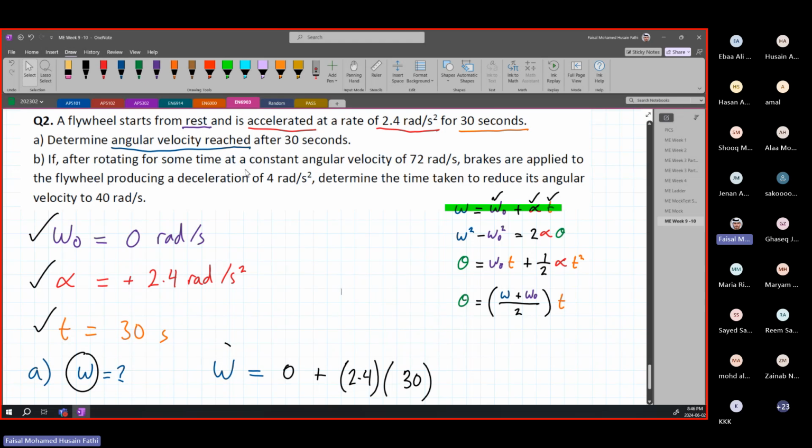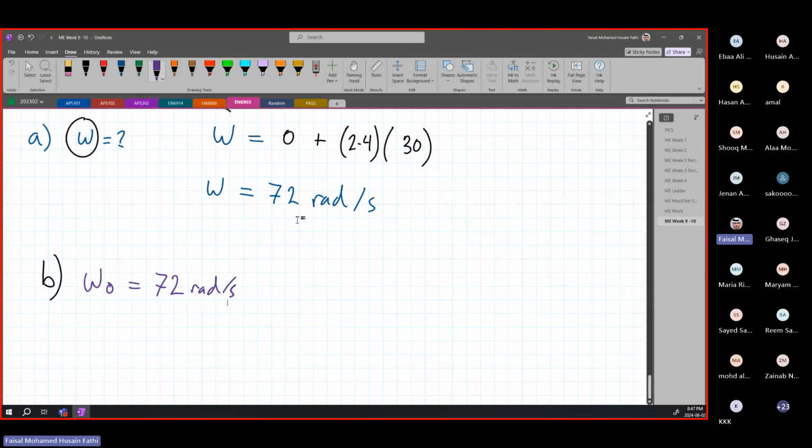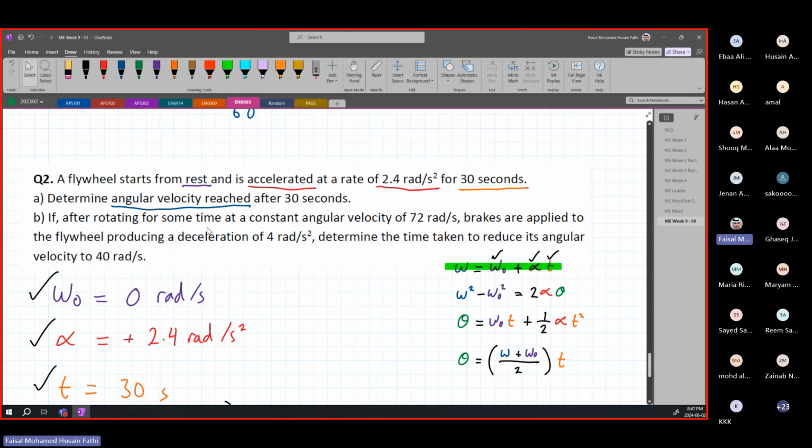Part B: after rotating for some time at a constant angular velocity of 72 radians per second, meaning it has been rotating for a very long time, we're talking about a new case now. So for B, our omega 0 is now equal to 72 radians per second, because we are looking at it from a different point after it has already been rotating. So the initial point is when it's rotating at 72 radians per second. Brakes are applied to the flywheel, producing a deceleration. Now we are talking about deceleration.